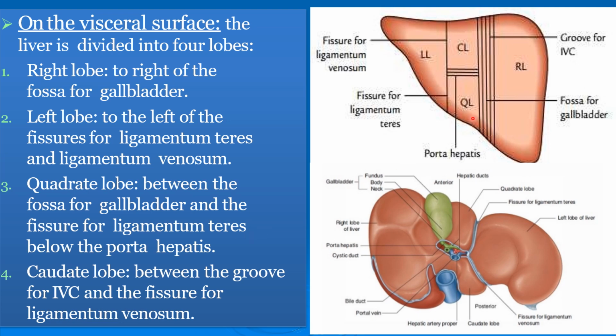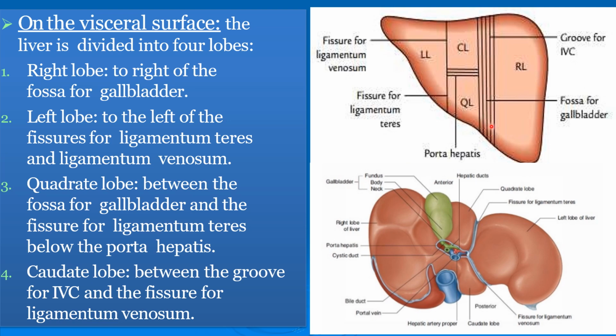In this image you can see the visceral surface. This is the visceral surface, a diagrammatic representation only, and the 4 lobes. This is the right lobe, left lobe, caudate lobe and quadrate lobe. This is the area or the organs or the demarcation of the right lobe. This is the groove of inferior vena cava. This is the fossa of gallbladder.